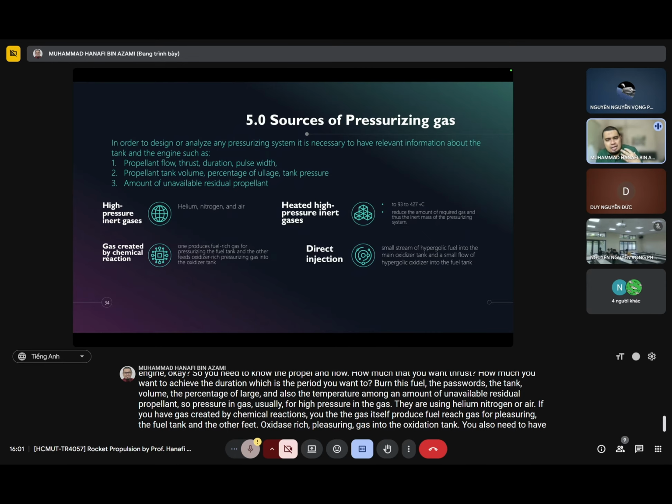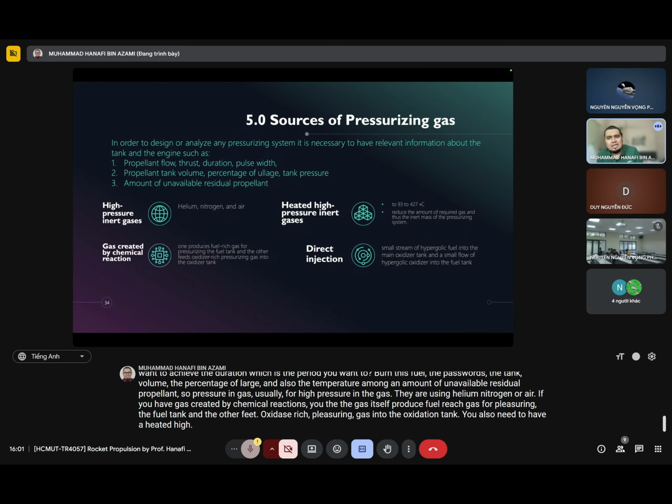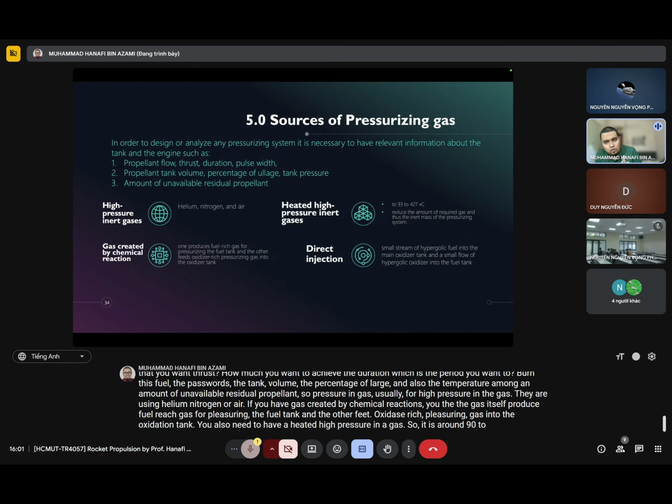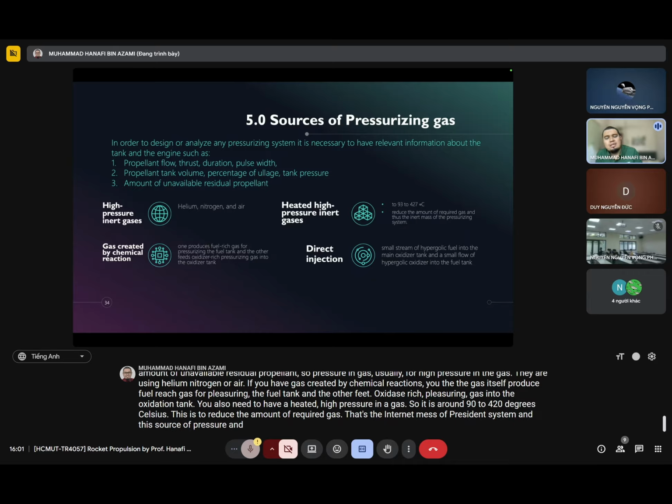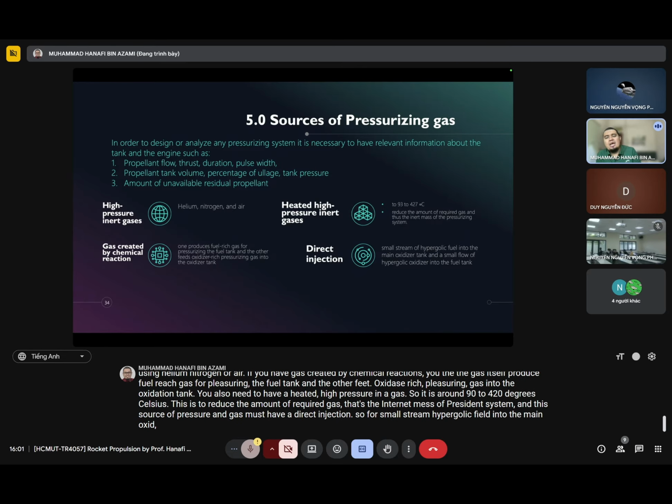You also need to have heated high pressure in a gas, so it is around 93 to 420 degrees Celsius. This is to reduce the amount of required gas, that's the inert mass of the pressuring system, and this source of pressuring gas must have a direct injection. So a small stream of hypergolic fluid into the main oxidizer tank, and a small flow of hypergolic oxidizer into the fuel tank. So why are you using this type of gas?